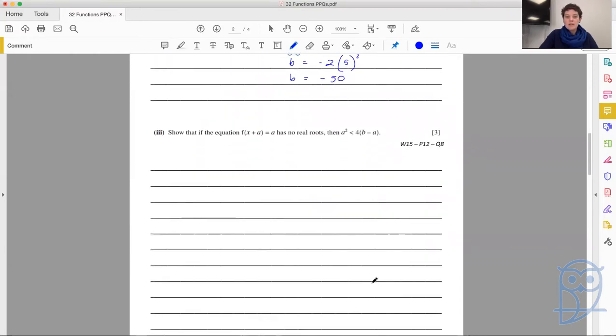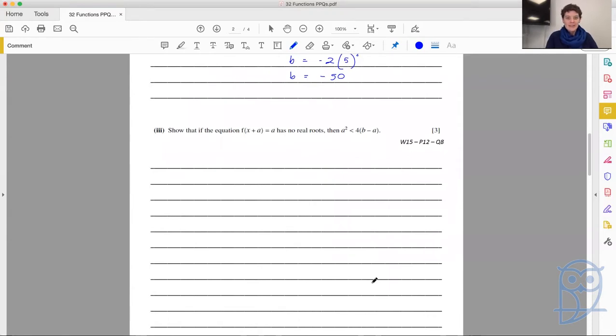The next part of this question is slightly more interesting again. Show that if the equation f of x plus a equals a has no real roots, then a squared is less than 4 times (b minus a). Okay, right. This looks just odd. We have never worked with any weird things like that before, but there's things we recognize. f of x plus a. We're just going to put x plus a everywhere there's an x. Okay, equals a. We're going to equate that statement to a. No real roots. Discriminant.